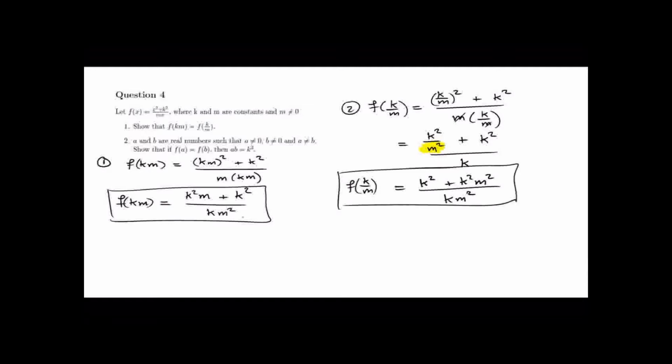Now I think clearly you can see that this and this are identical. Sorry, this should be k squared m squared over here actually, sorry, slight error. So you can see that f of km is equal to f of k over m. So obviously then we can say that f of km equals f of k over m.